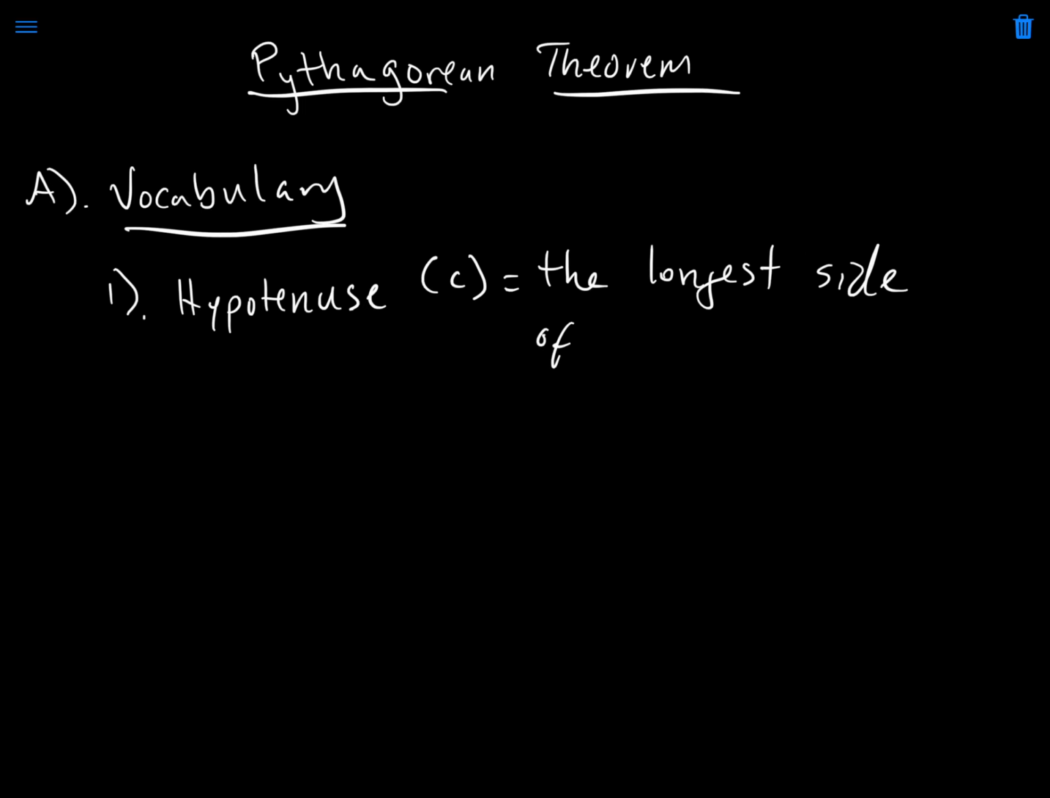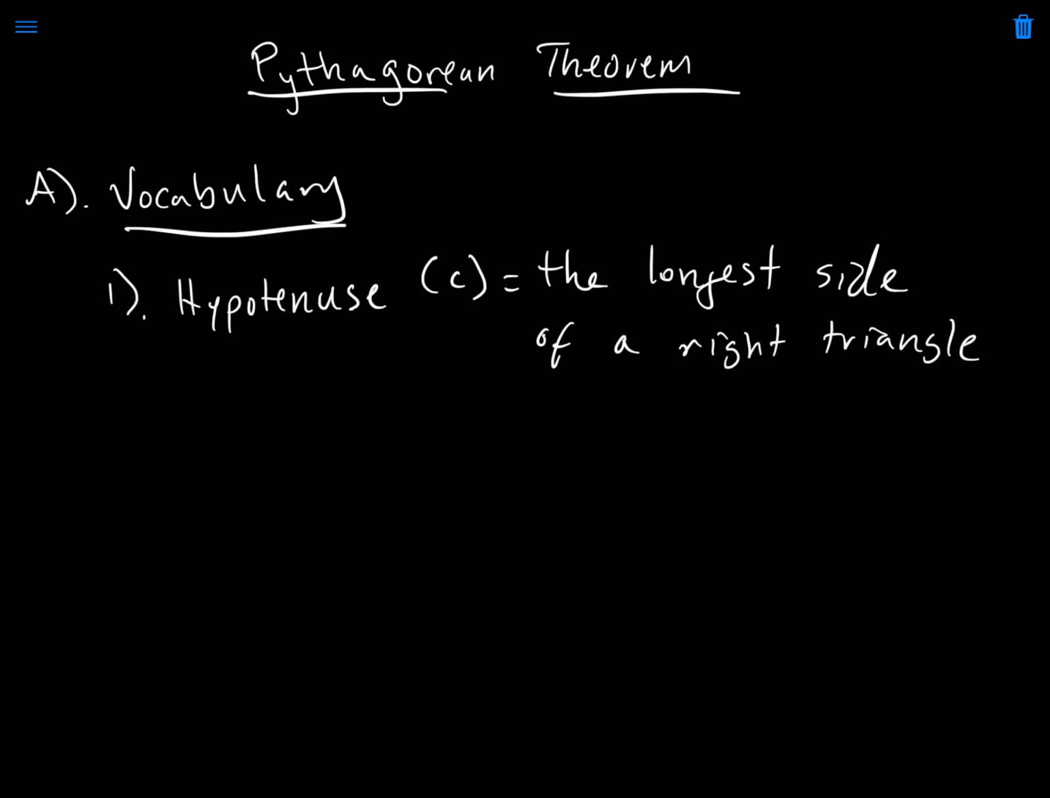of a 90-degree triangle. Actually, I should go ahead and make that a right triangle. My apologies. We have to use the right words. Words are very important. A right triangle.